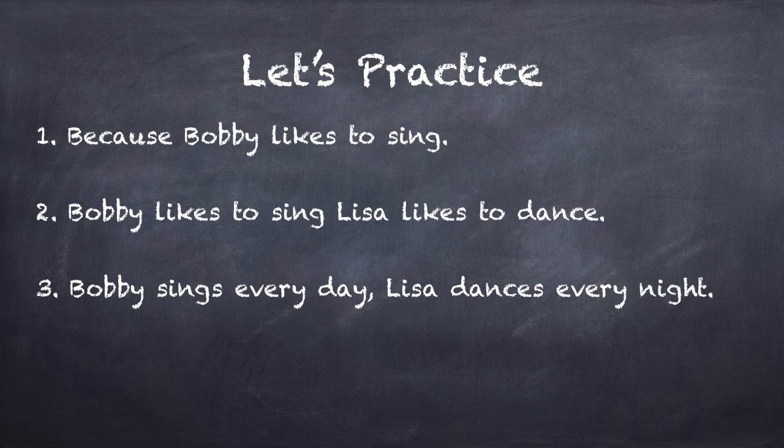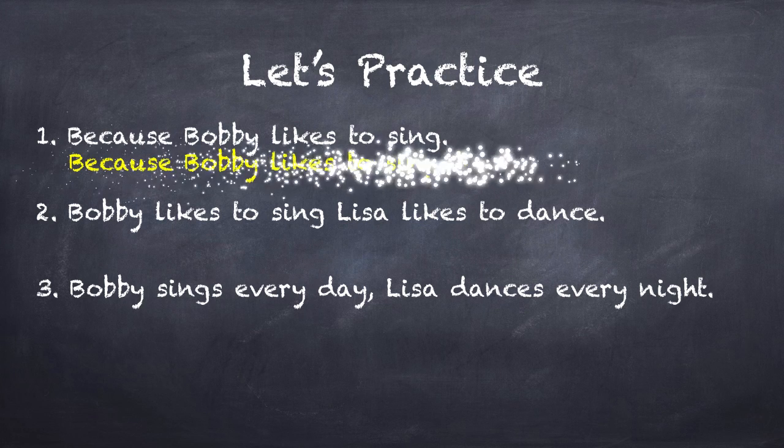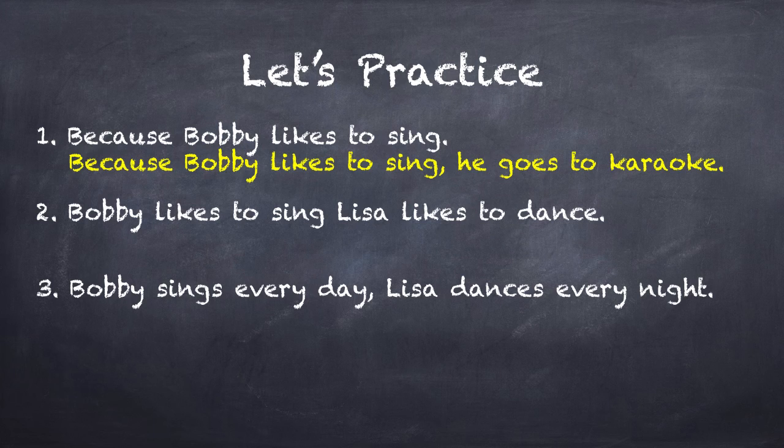Okay, now let's go over the answers. Our first sentence, because Bobby likes to sing, is a fragment. In order to fix it, we have to add an independent clause. So we could write: because Bobby likes to sing, he goes to karaoke. Of course, we could also write: Bobby goes to karaoke because he likes to sing.